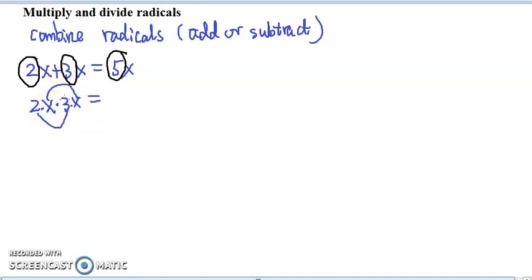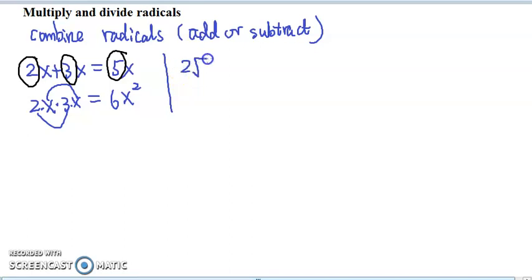For multiplication, it's not going to be like combining like terms anymore. X times x will give us x squared. 2 times 3 will give us a 6. So addition and subtraction are different from multiplication and division. Similarly, for radicals, they're also different. So recall the examples we did before.